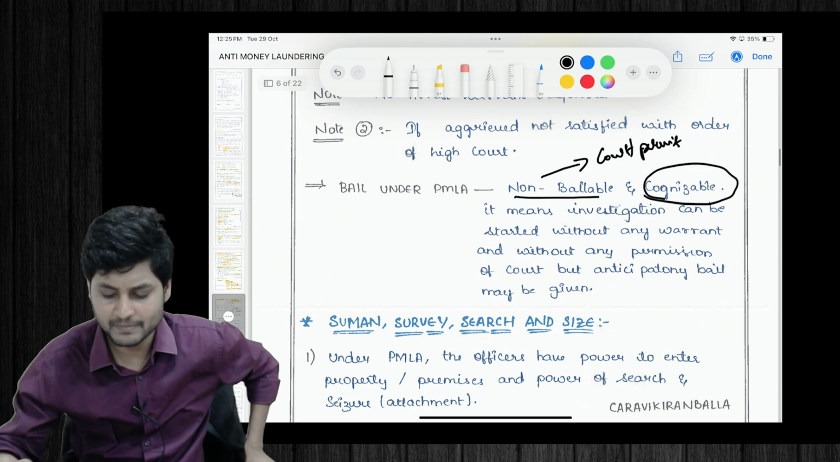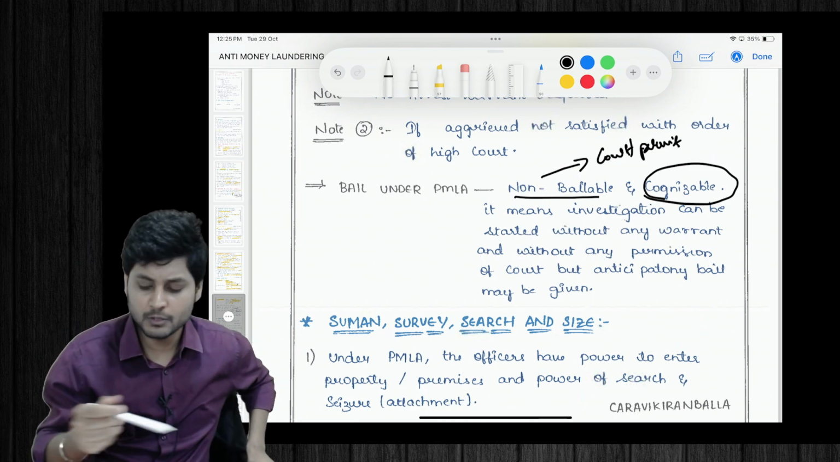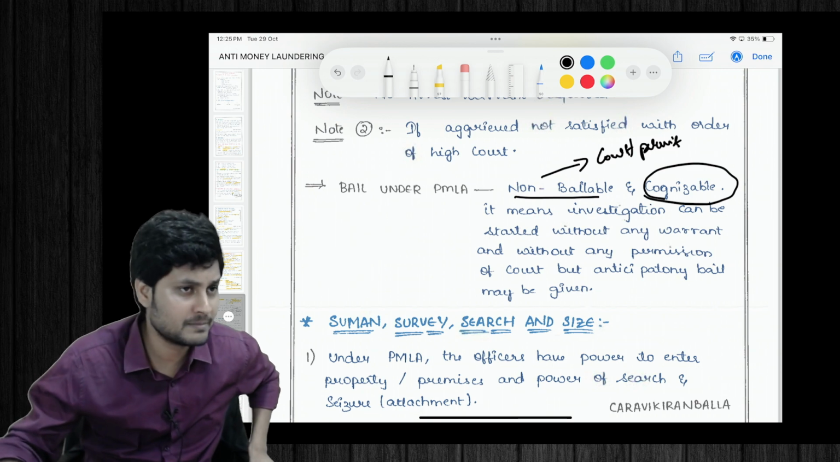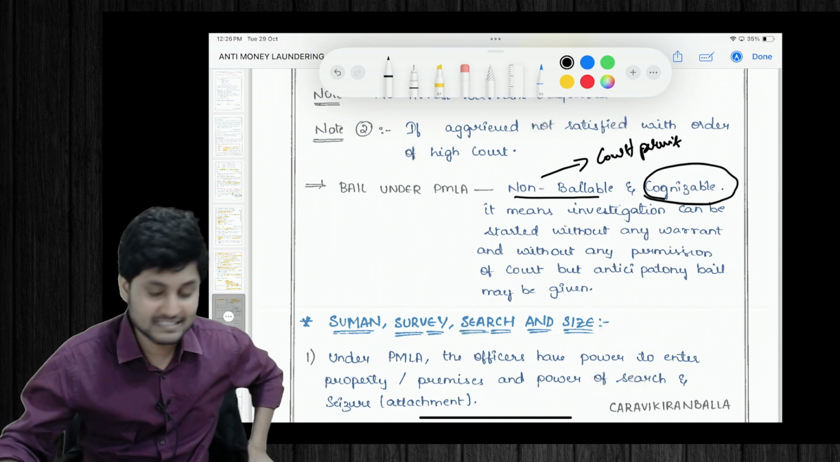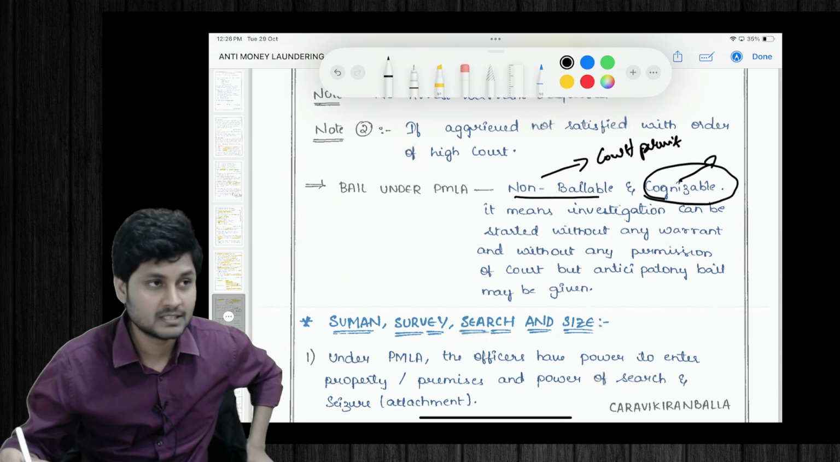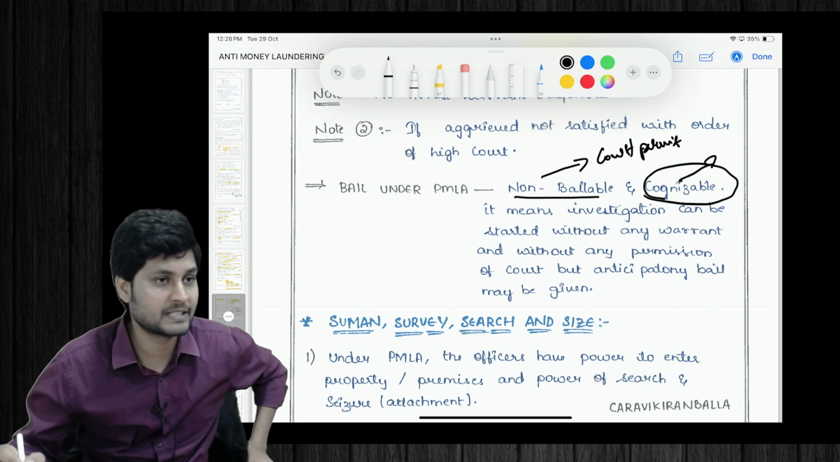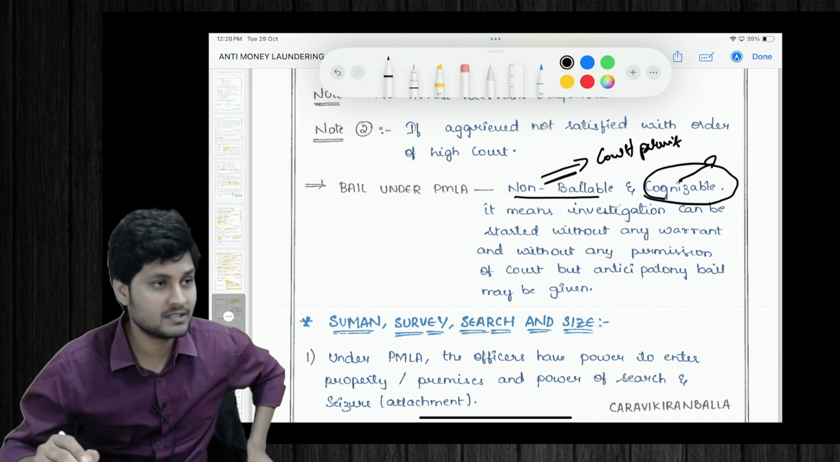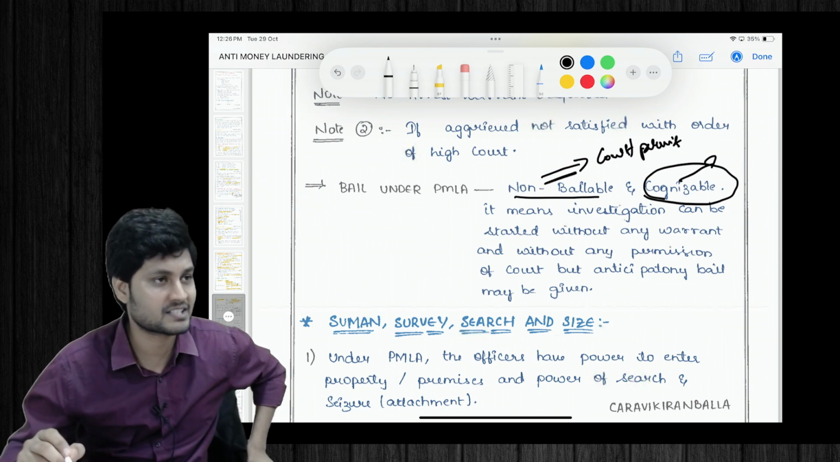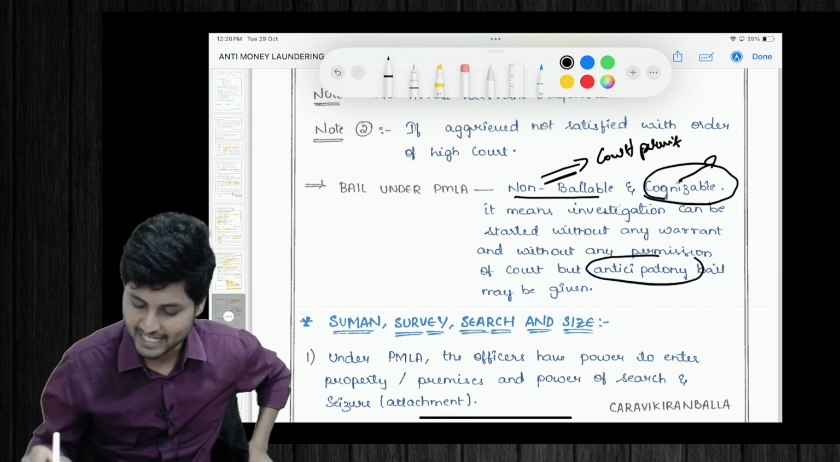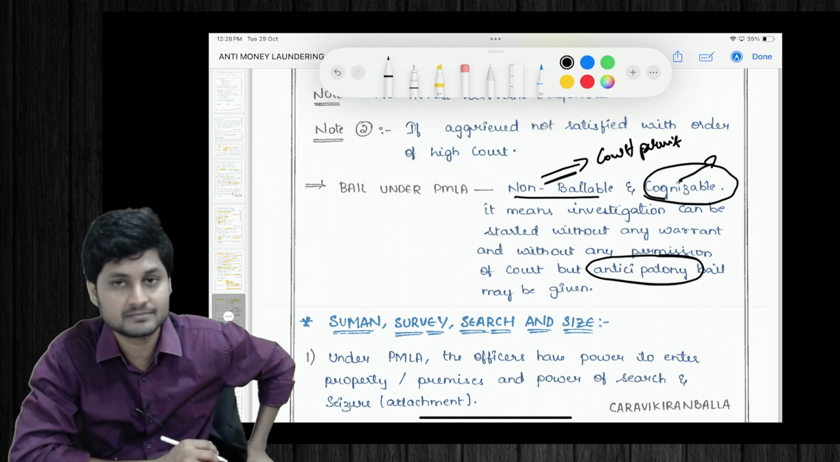Please read bail under PMLA. So PMLA లో ఉన్న offenses generally they are non-bailable and cognizable. So what is cognizable? Without warrant issued by court. What is non-bailable? Just by court permission they can come and arrest. But before they come and arrest, I can show what? Beautiful. Anticipatory bail may be given. That's it.